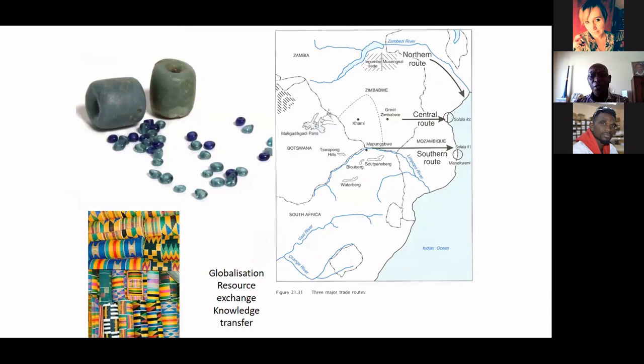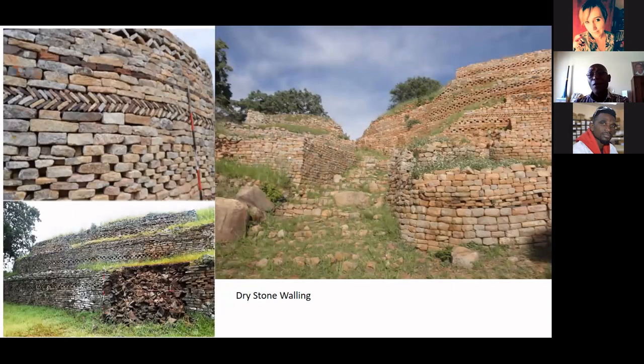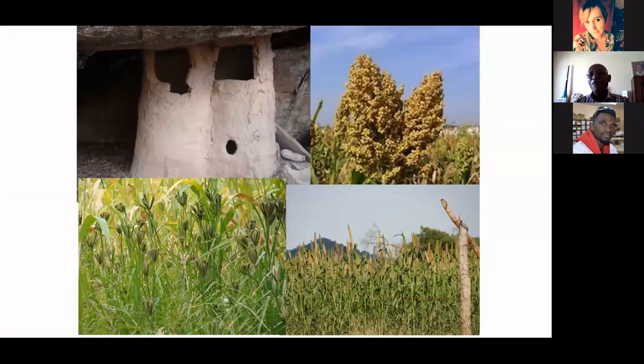And look at issues of globalization. We have got that window through the trade goods when we look at both local, regional, and international trade, where again, we see the exchange of resources and also issues of knowledge transfer through the global trade networks. And you may like architecture, really stunning signs that we have in Southern Africa, especially when we look at our dry stone walling.